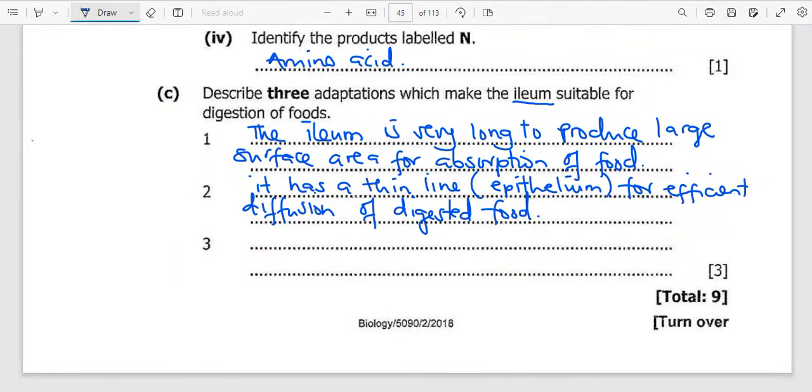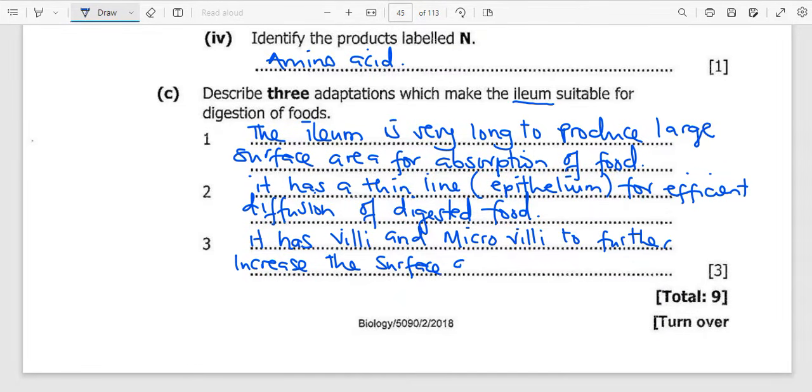Okay, so the third one and the last one, we are saying that it has villi and microvilli to further increase the surface area for absorption of digested food.